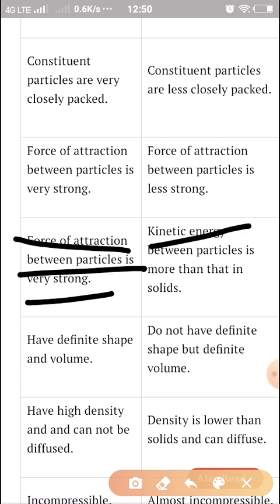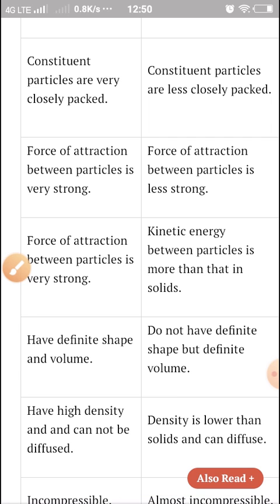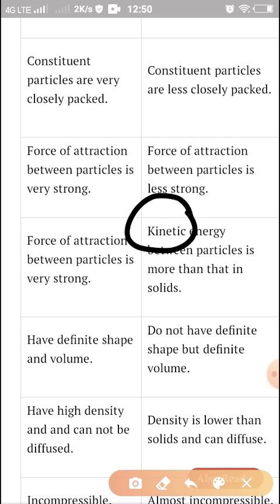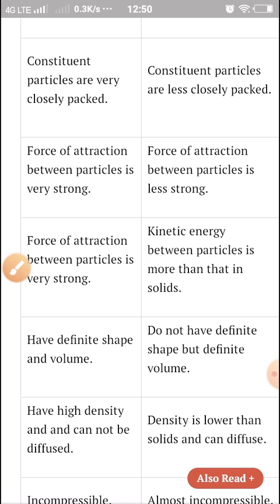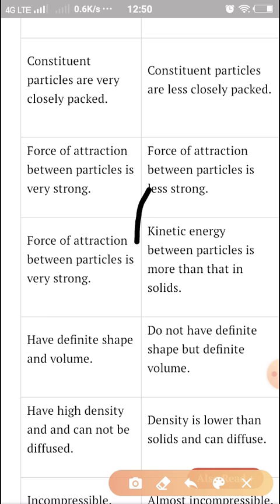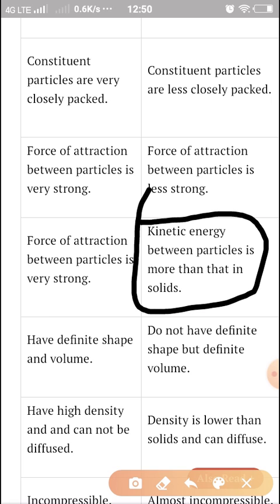Next, kinetic energy between particles is more than in solids. So what is kinetic energy? Comment down, this is basically related to kinetic energy. You have to comment down what is kinetic energy and what you get from this statement. You can screenshot this one and you would understand this statement. You have to make me understand first, right?